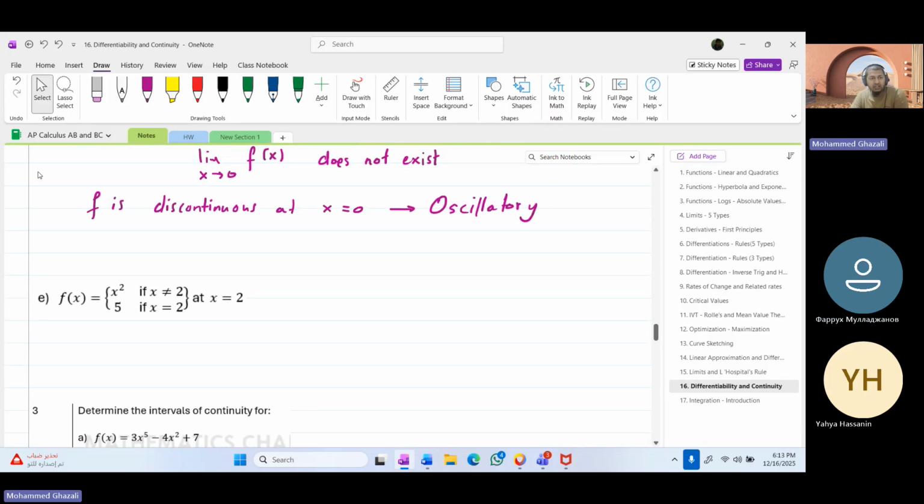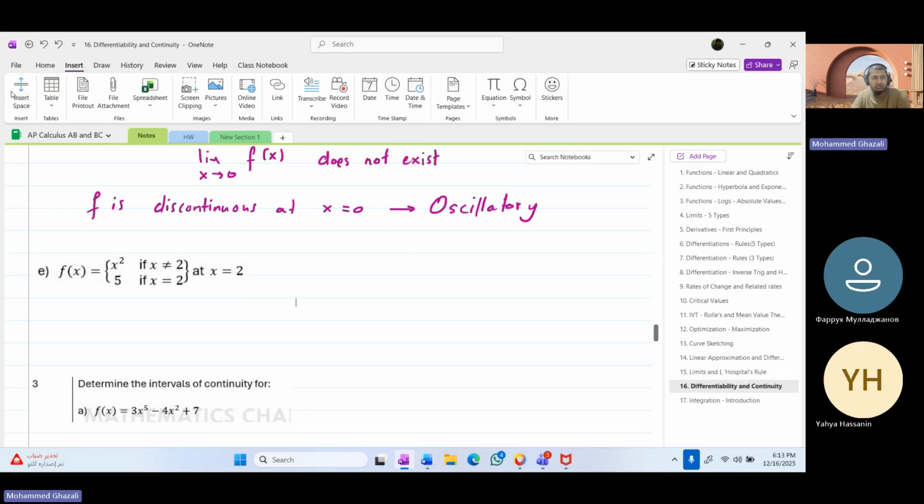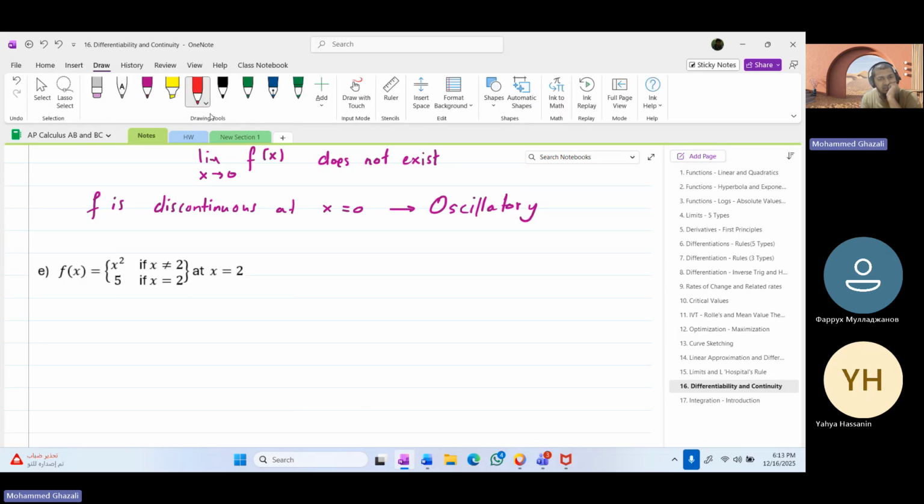Okay. Let's check this type of discontinuity. I just gave one more example to check what's happening. Let's observe the behavior of this function at x equal to 2. So I've got two functions here. It's a split function, all right? x squared if x is not equal to 2.